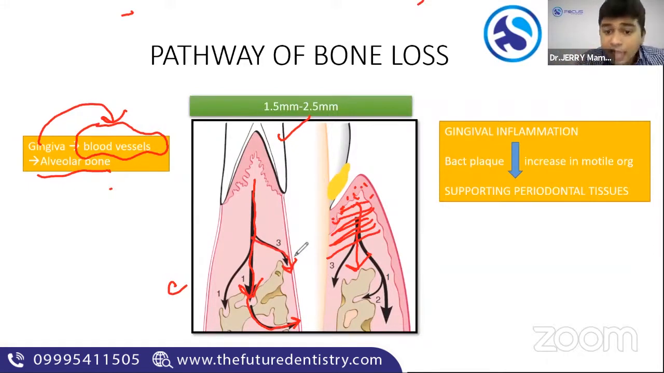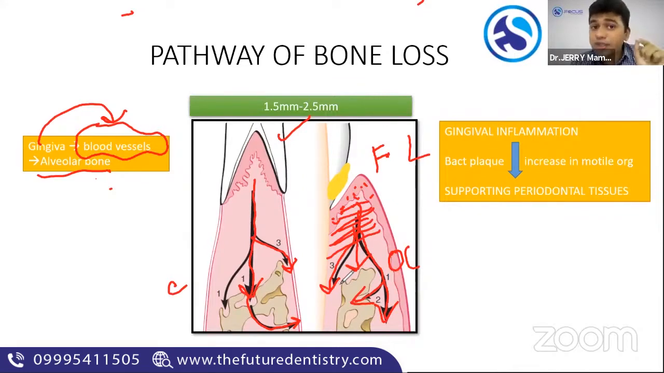That is one. The other pathway is again for the facial and lingual surfaces of the tooth. What happens? Inflammation spreads via the blood vessels into the outer cortex. That is, from the gingival blood vessels it will go to the periosteum, from the periosteum to the outer cortex, and then into the bone. And in some cases here also, it goes directly into the PDL. So that is what is happening: how the inflammation from gingiva reaches your bone and starts resorbing the bone.